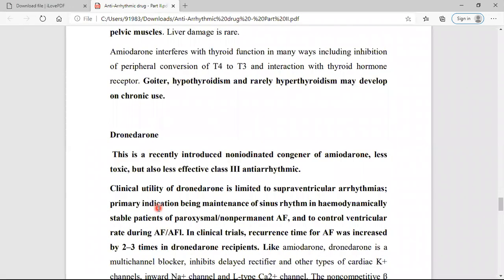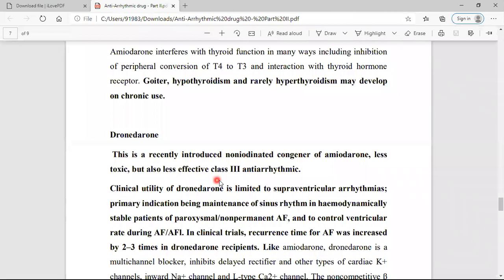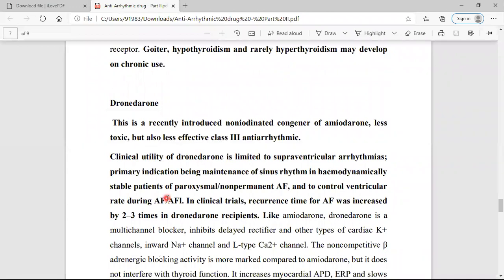Now the next drug is dronedarone. It is recently introduced. The only difference between amiodarone and dronedarone is that it is a non-iodinated counterpart of amiodarone. Amiodarone is iodinated and this does not contain the iodine group. Hence, it is a non-iodinated counterpart of amiodarone and is less toxic but is less effective than the class 3 antiarrhythmic drug. It is limited to supraventricular arrhythmia. Okay, and maintenance of sinus rhythm in stable patients of paroxysmal atrial flutter.